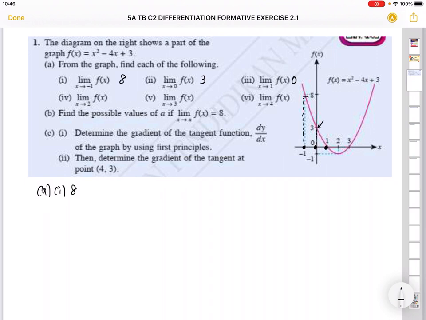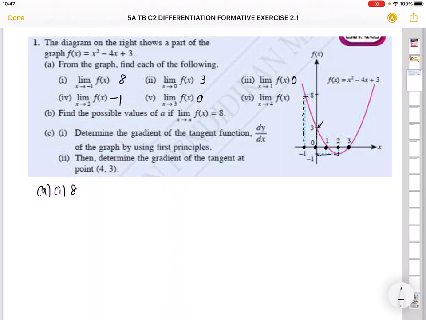Okay, next I want to find the limit of x approaching 2. When x approaches 2, what's your y value? Your y is actually at -1. Now how about x approaching 3? Again, at 3, your y value is just 0.